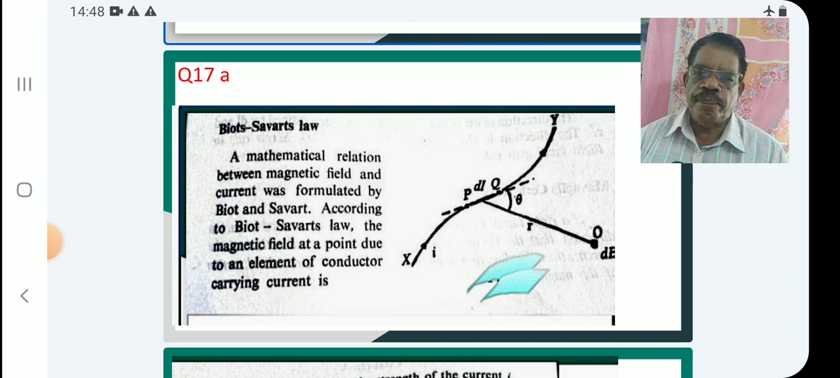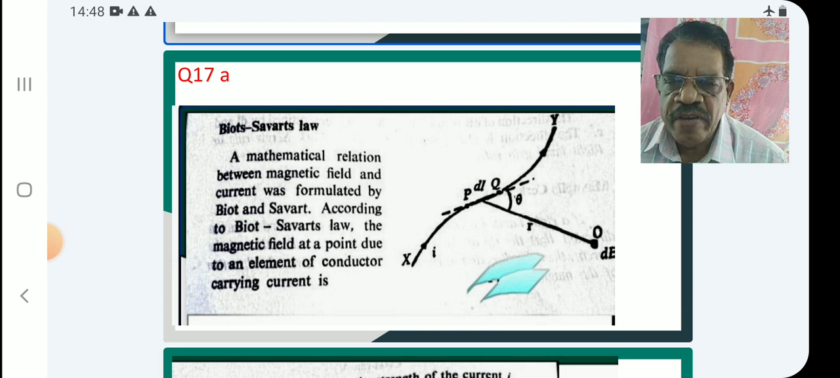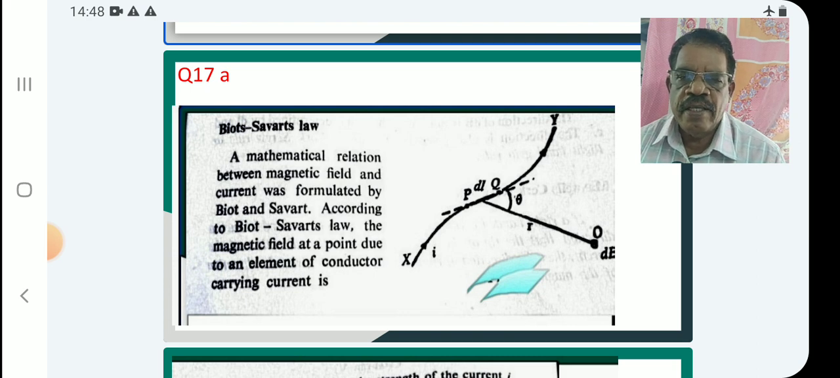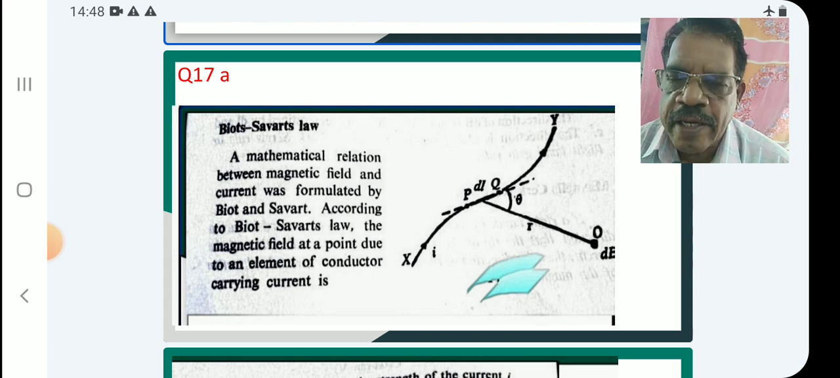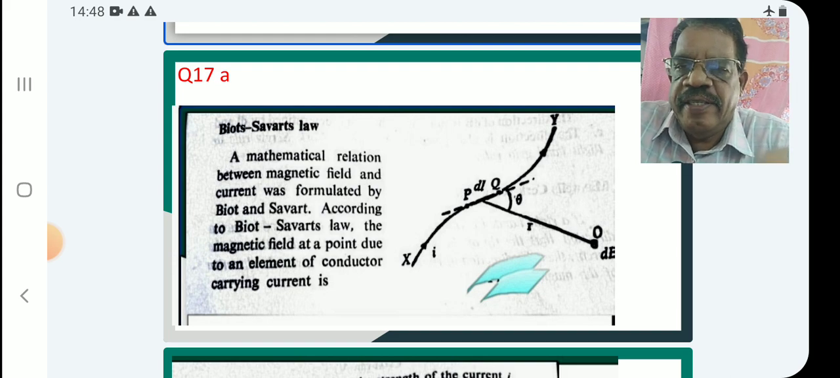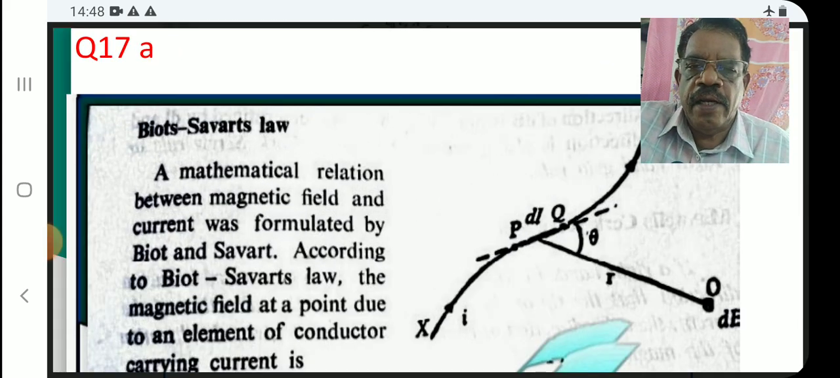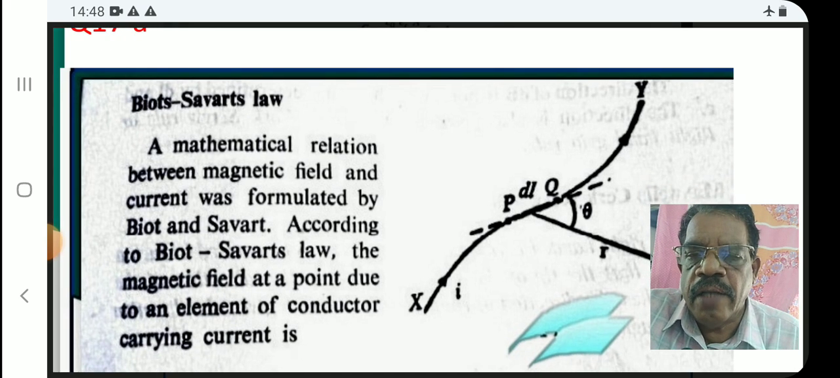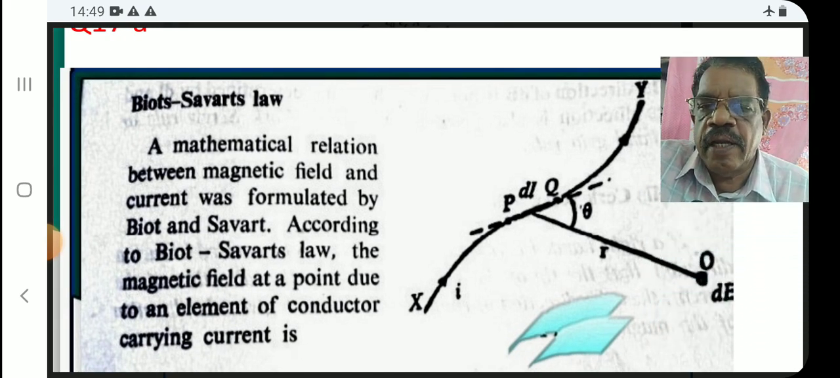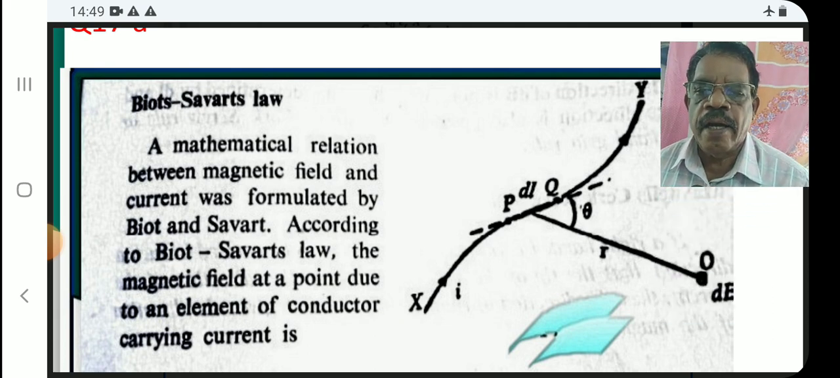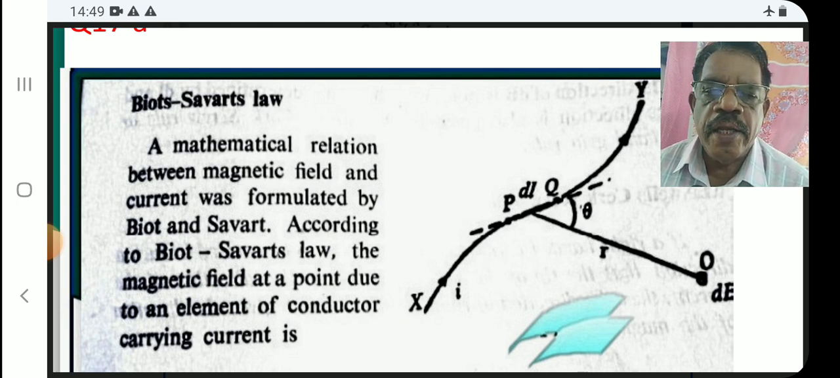Biot-Savart law and also the application of it to calculate the flux density of magnetic field at a point on the axis of a circular coil carrying current. So at first we can see what is Biot-Savart law. You look here. For that you see a conductor, marked as AB. AB is the conductor, or XY is the conductor. PQ is a small element, and length of element is dl, and Q is a point.